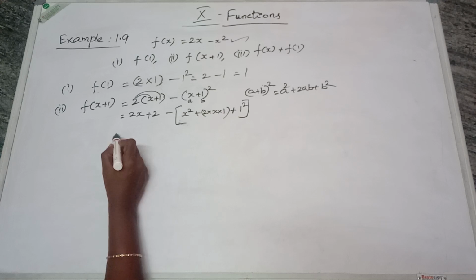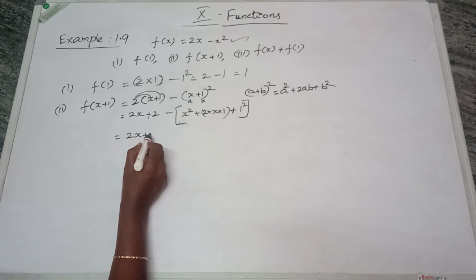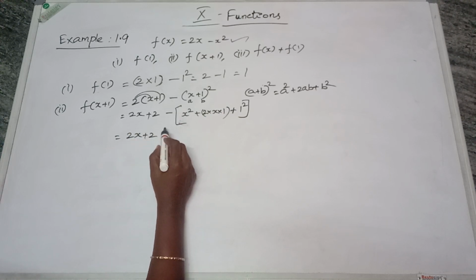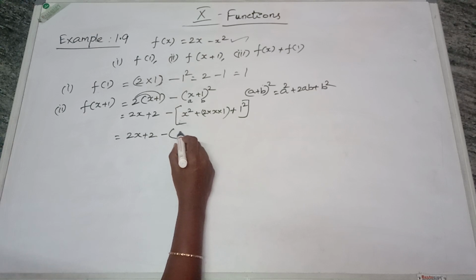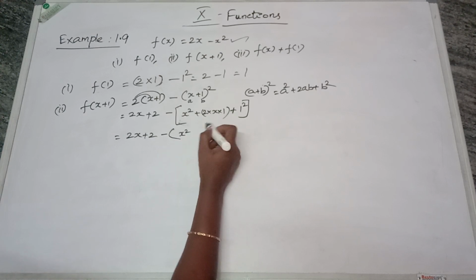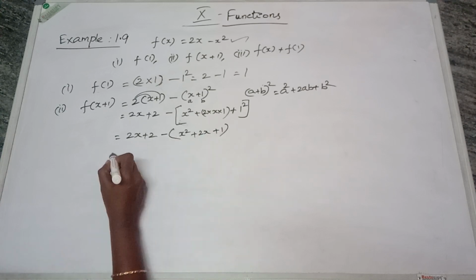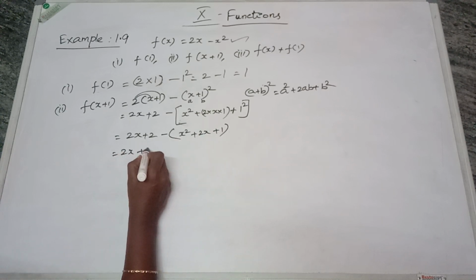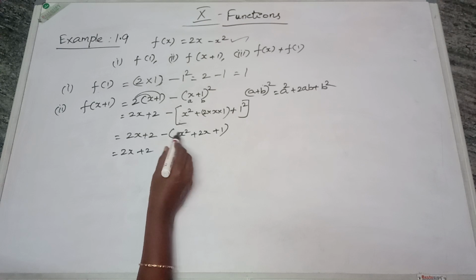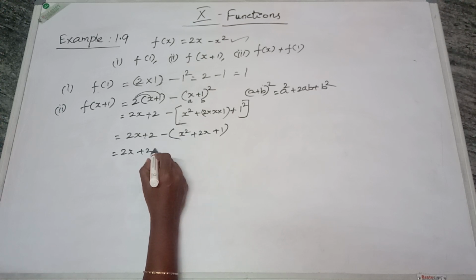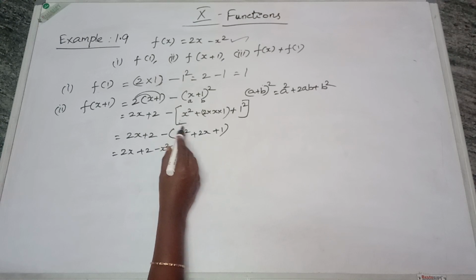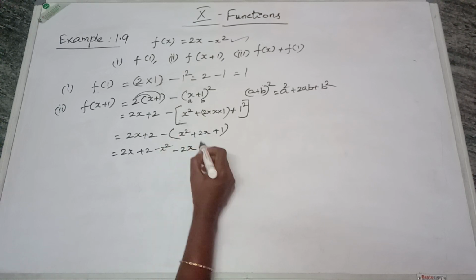The next step is 2x plus 2. Here minus of this one is x square, 2 into x into 1 is 2x, simply 2x, plus 1 square is 1. The next one is 2x plus 2. Minus is outside. You have to multiply each and every element by minus. So minus into x square is minus x square. Minus into plus is minus 2x. And minus into plus is minus 1.